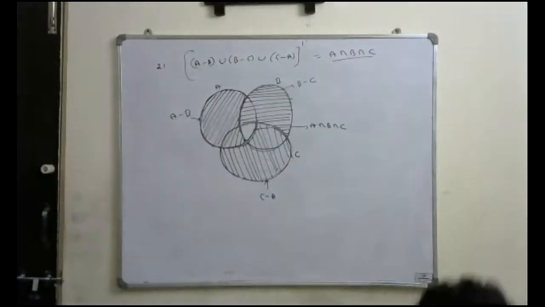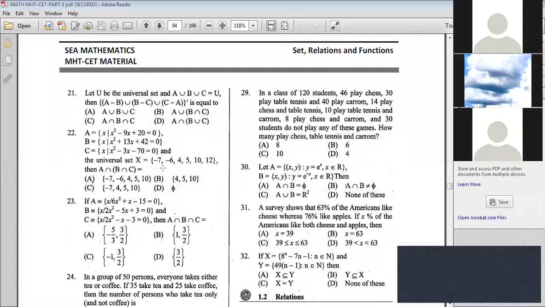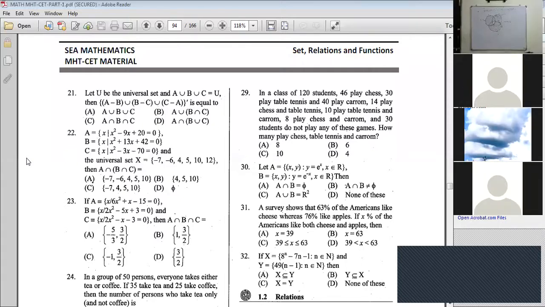Okay. Next, take the next problem. Observe problem number 22, where sets A, B, C were given. Those are the solutions of quadratic equations, and the universal set was given. Then what about A intersection B intersection C? Now try once.